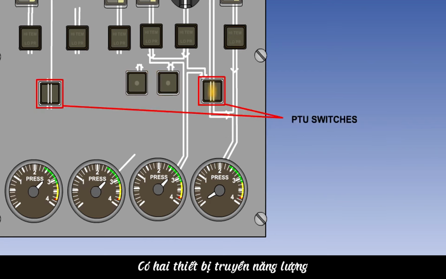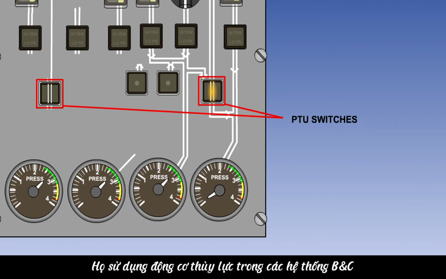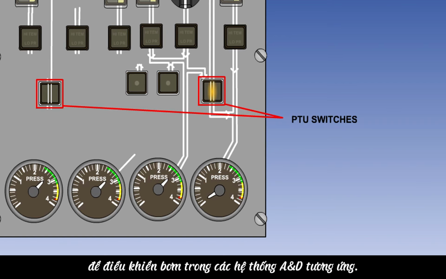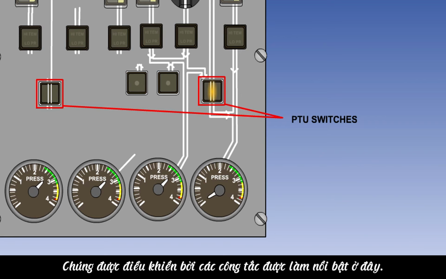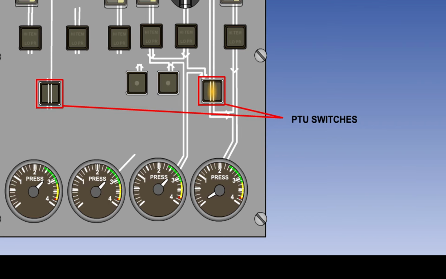There are 2 power transfer units. They use hydraulic motors in systems B and C to drive pumps in systems A and D respectively. They are controlled by the switches highlighted here.